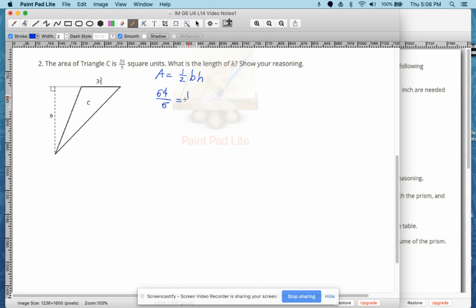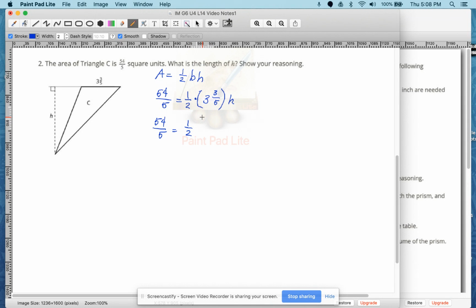And that equals 1/2 stays 1/2. They gave us the base, which is 3. So I'm multiplying by 3 and 3/5. And then we have to multiply by the height, which is unknown at this time. So again, I'm going to rewrite it. 54 over 5 equals 1/2.